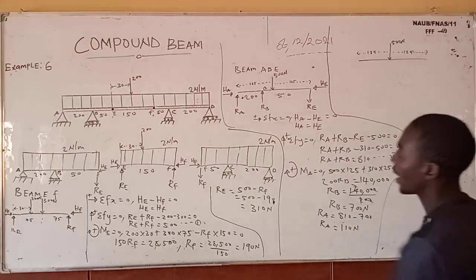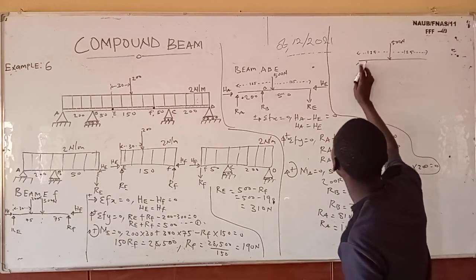Okay. So now we have arrow F here as a downward force.